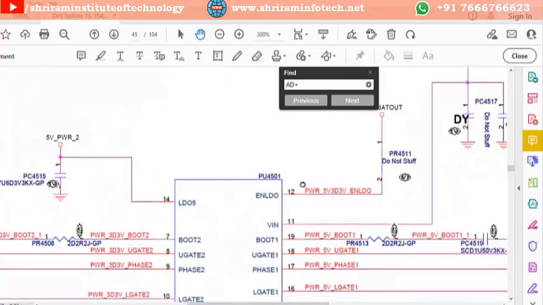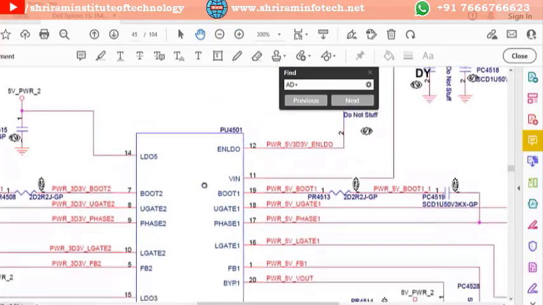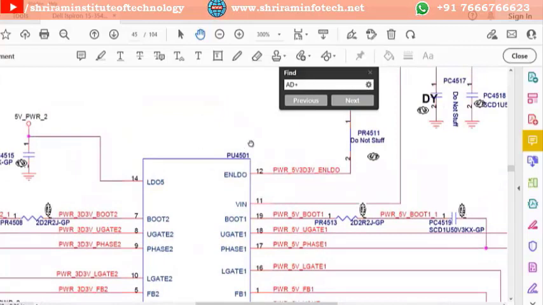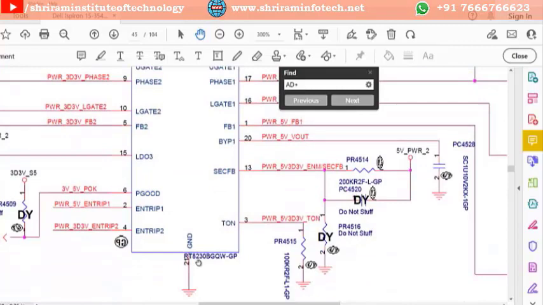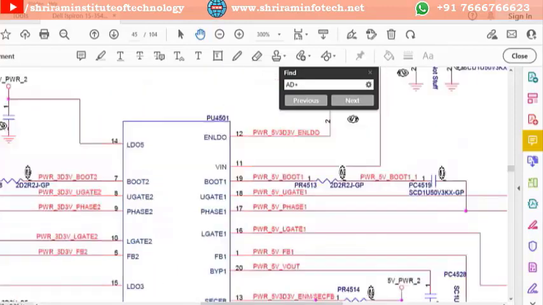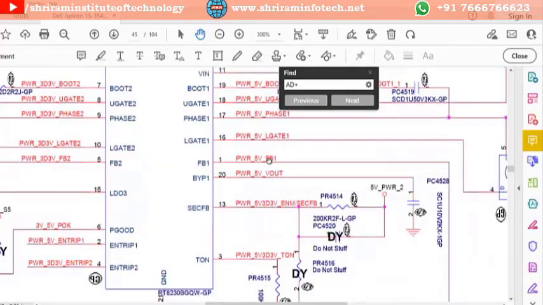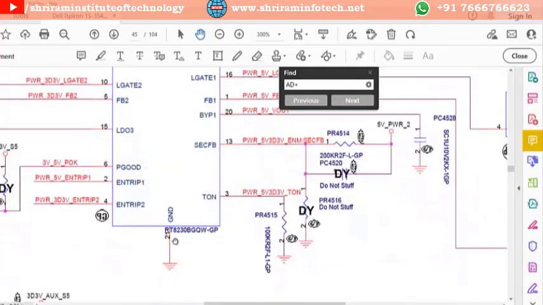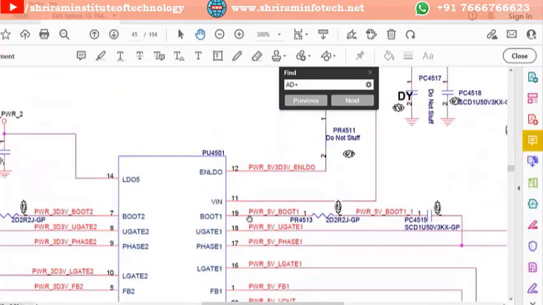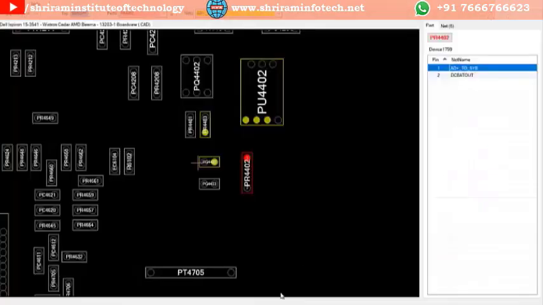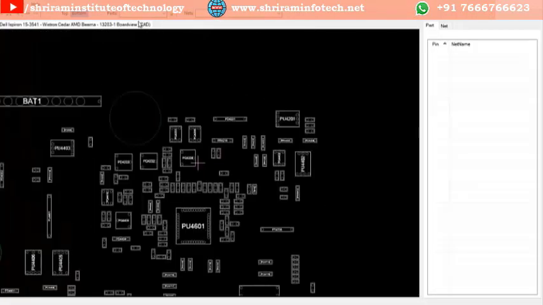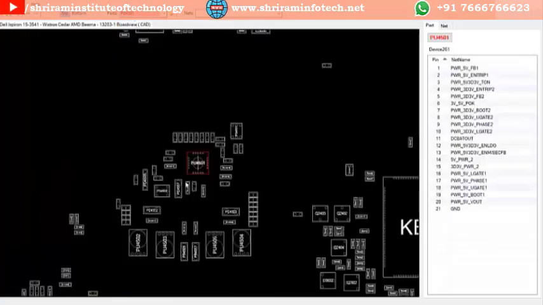Okay, so if we zoom in on these chips, we can come to know that the location of the chip is PU4501, and the chip number is RT8230B. So this is the chip number and this is the location number. So we'll go to the board viewer and we'll see where the chip is located. PU4501. Right, so this one is our chip.